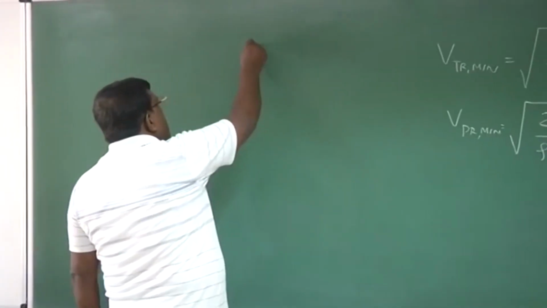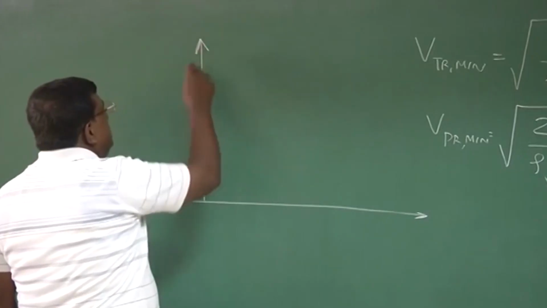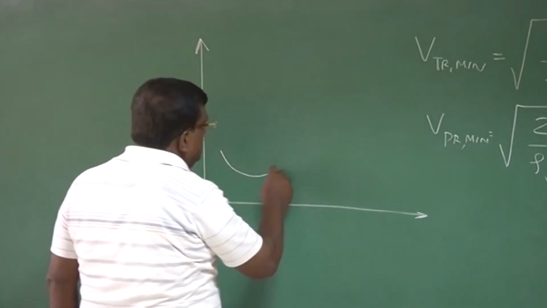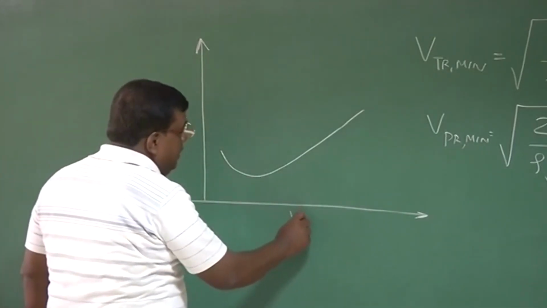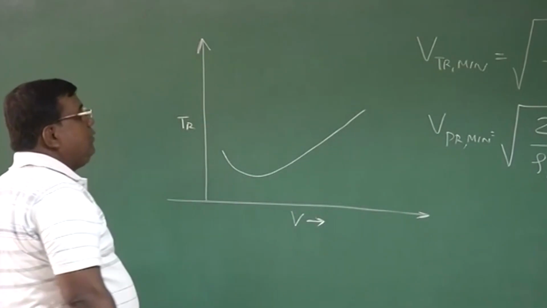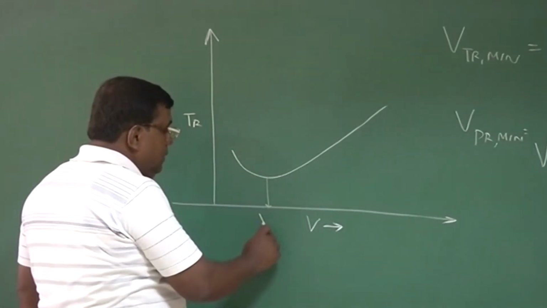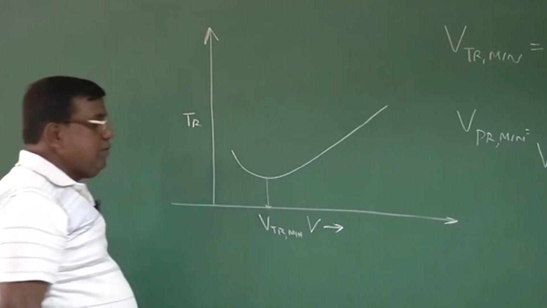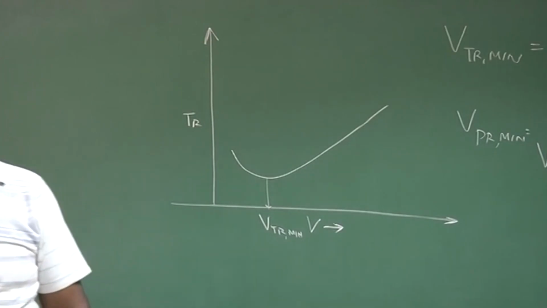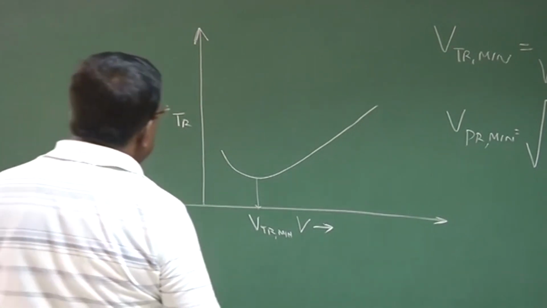Now let us see. We have also seen this thrust required versus speed or velocity. The graph typically goes like this, and this is the point of V for thrust required minimum. Please remember, thrust required is equal to the drag. So when I say thrust required minimum, I am implicitly saying that the drag is minimum, right?